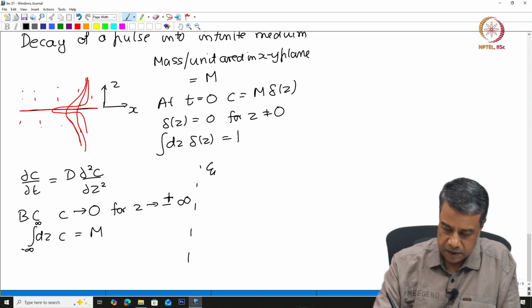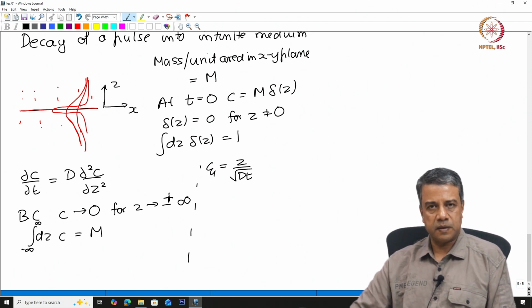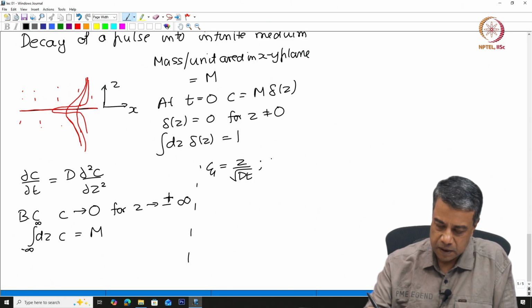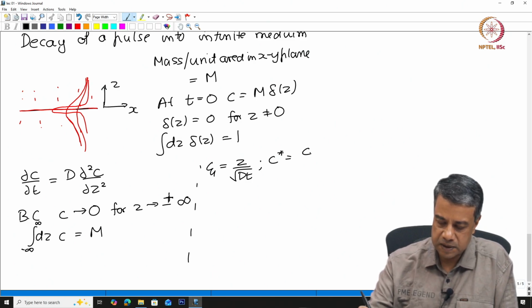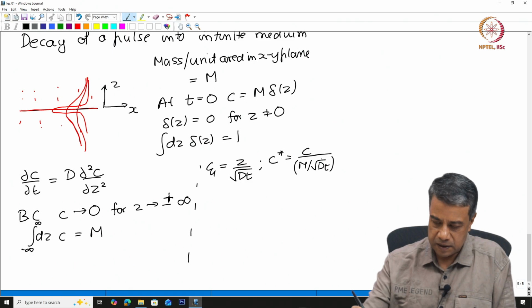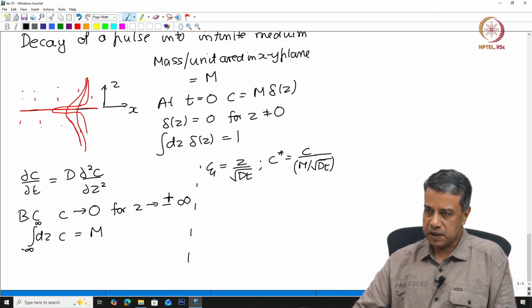We had defined the similarity variable psi is equal to z by root dt. This is the similarity variable because there is no other length scale in the problem. From the z coordinate, time and diffusivity, I can create only one dimensionless group. And I had defined c star is equal to c by m by root dt. Because if root dt is the only length scale, then the only concentration scale is m by root dt, because m is mass per unit area, and if I divide by root dt I will get mass per unit volume. That is the only concentration scale.